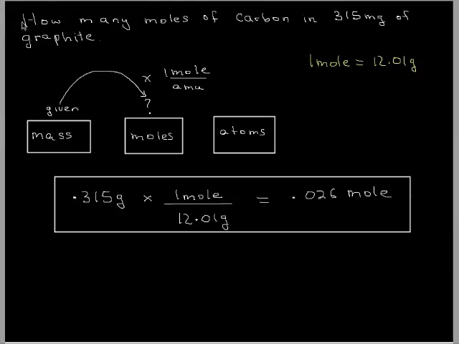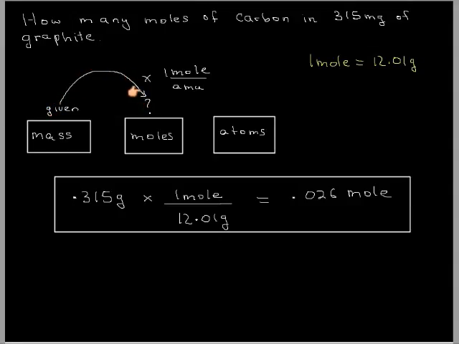Let's go ahead and consider this problem. How many moles of carbon in 315 milligrams of graphite? I recommend that we do our 3 boxes here: mass, moles, and atoms. Identify the given box, and we have mass as the given box here. And the question is asking for moles, so we need to go from mass to moles.